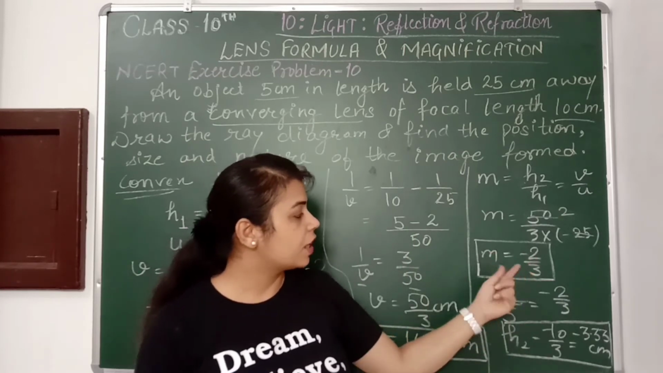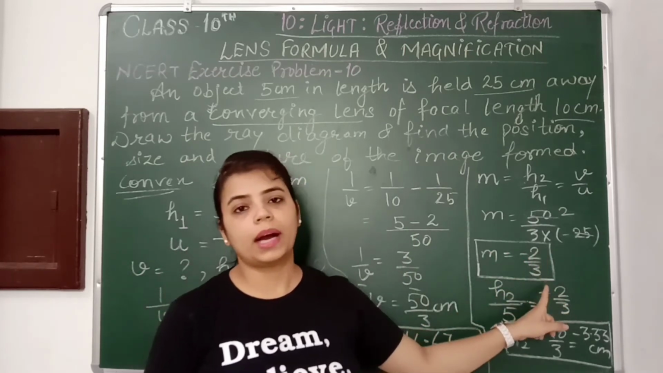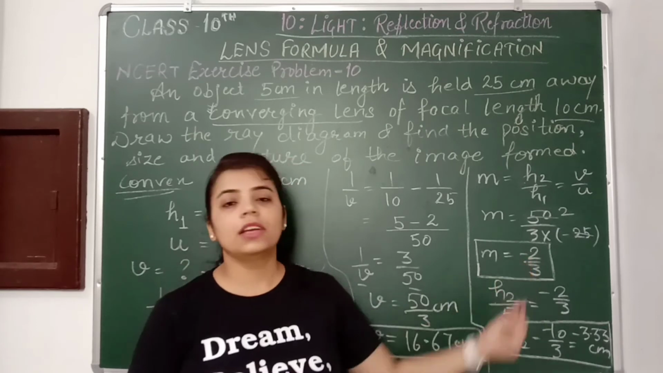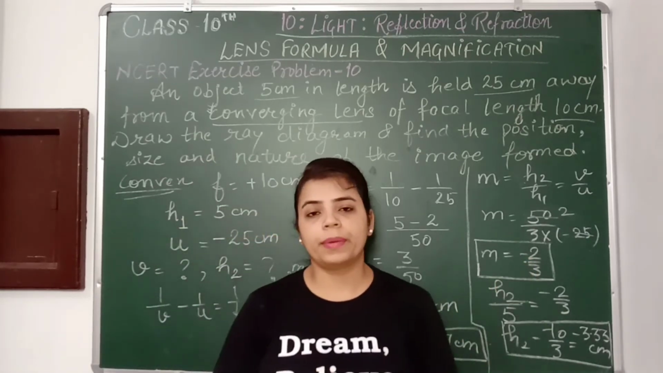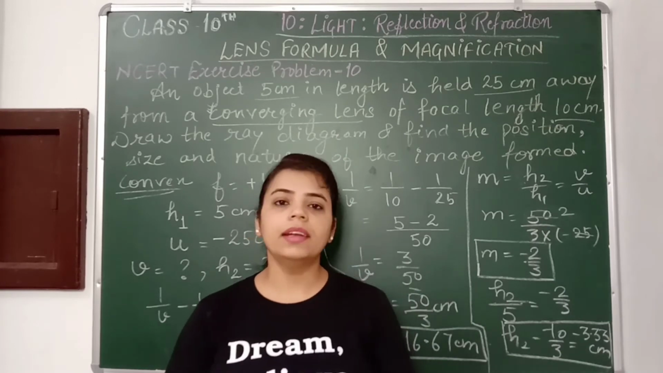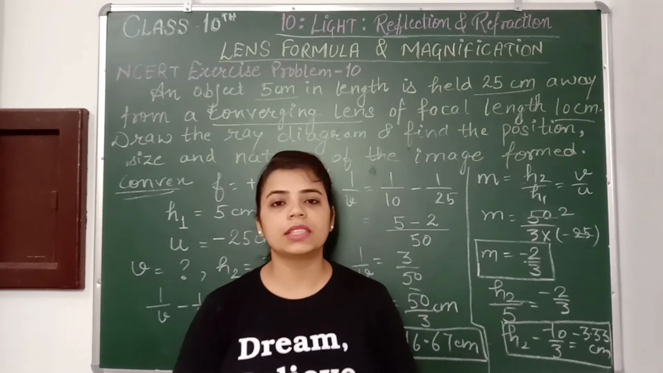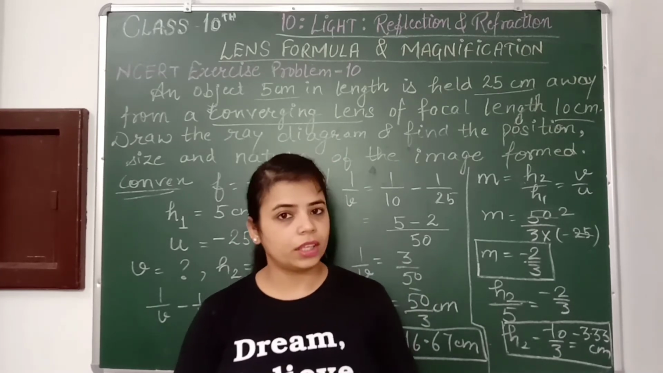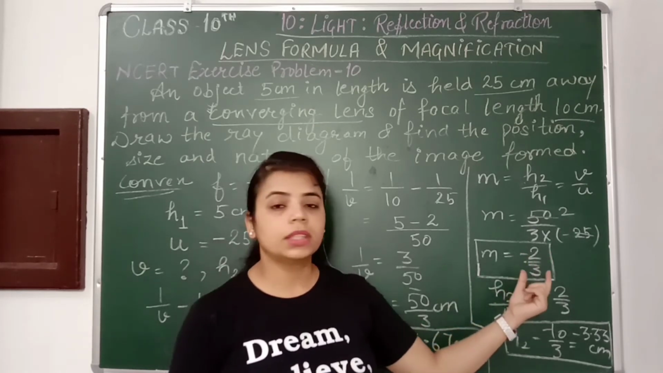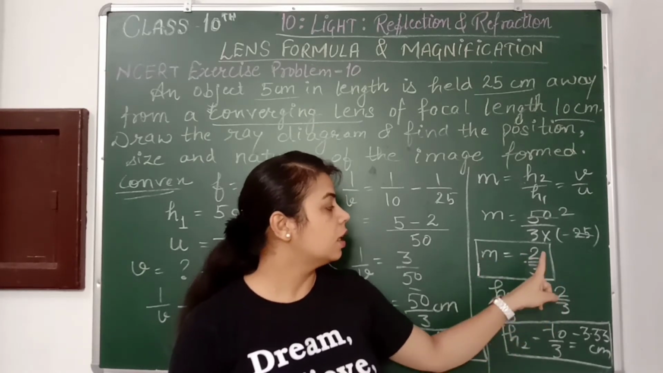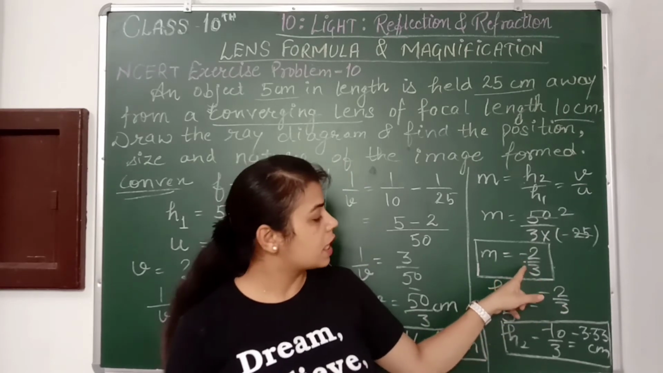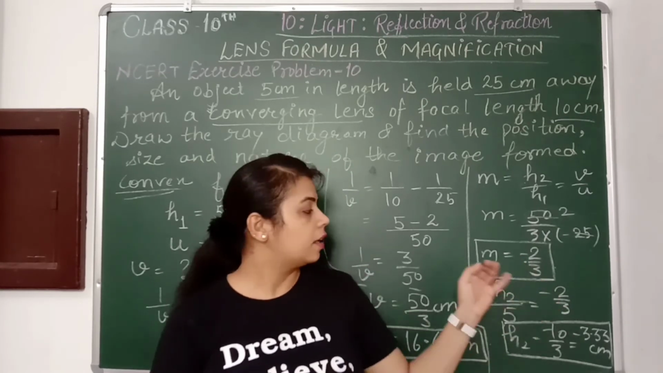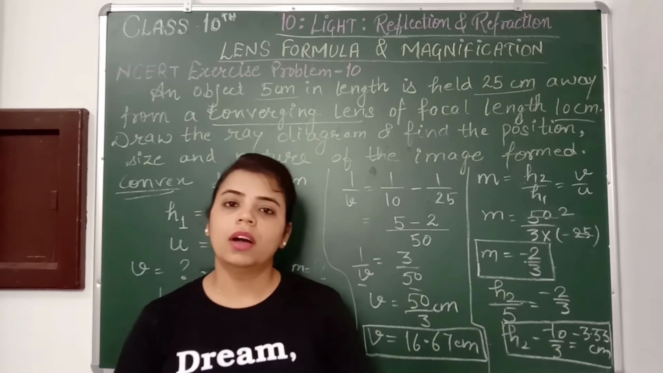We have magnification is equal to minus 2 by 3. Negative sign of magnification tells us that the image formed is inverted and real. So the nature of image formed is real and inverted. And also from the magnitude of magnification, we can easily see it is less than 1. So we can also say the size of image is diminished as compared to the object.